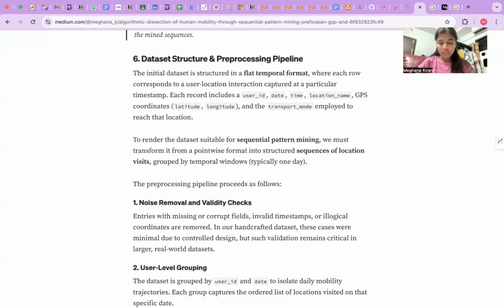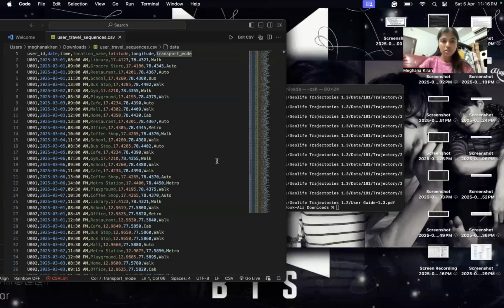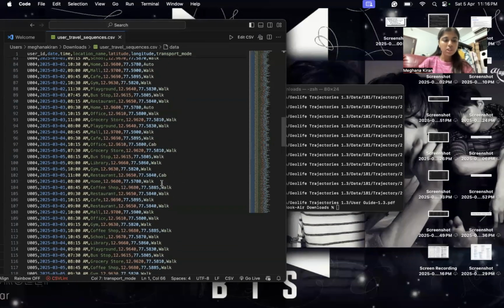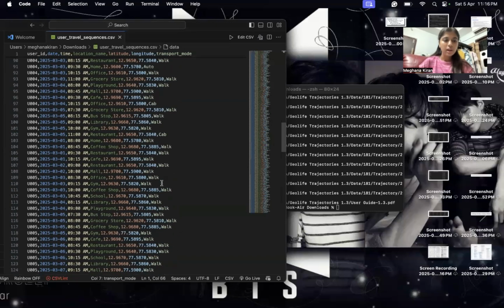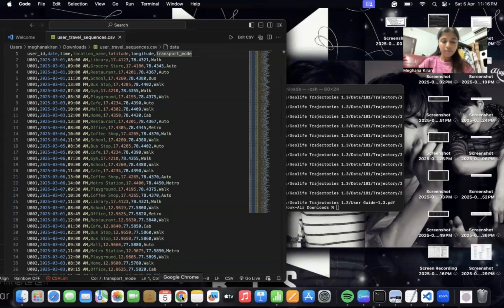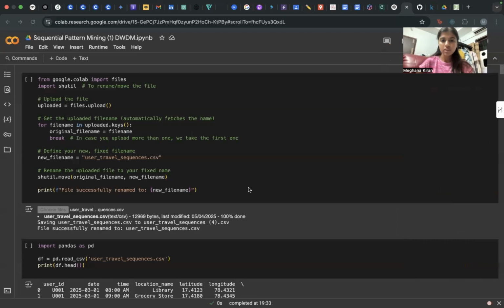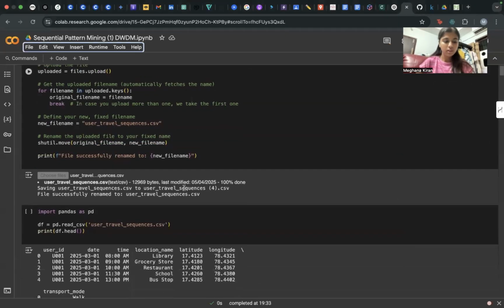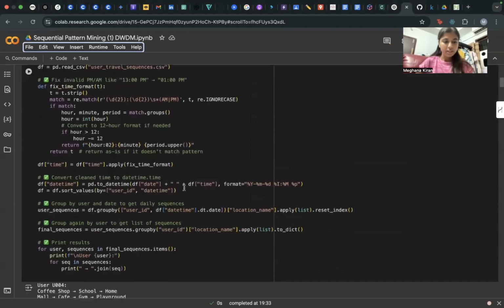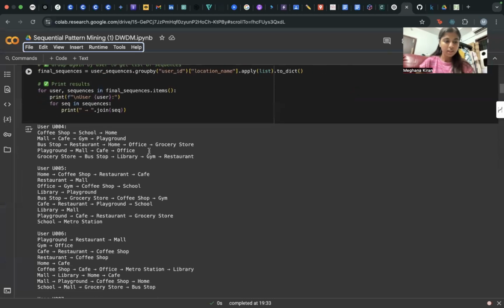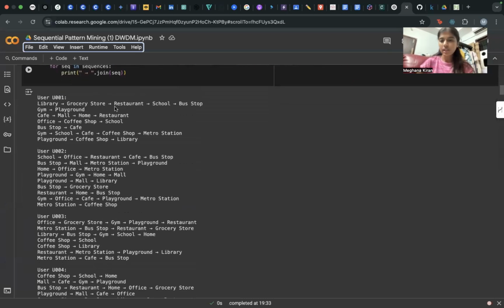So this is how the dataset is structured: user ID, date, time, location, latitude, longitude, and the transportation mode. This is how the CSV file is. We have taken this and converted it like this to understand the dataset better.